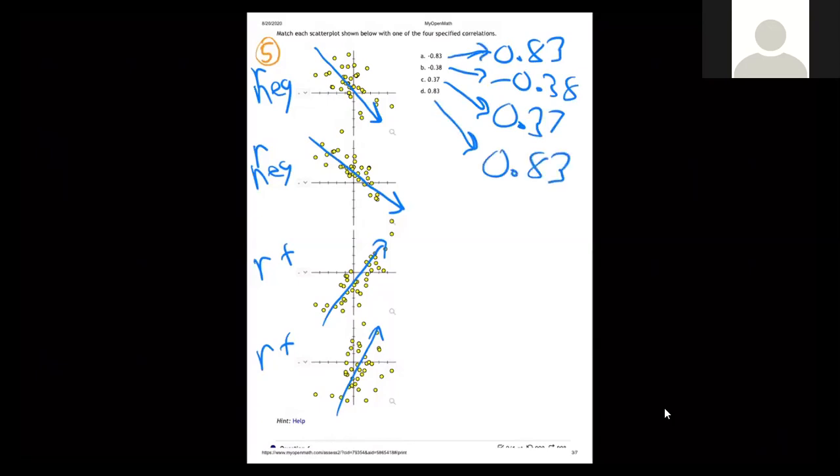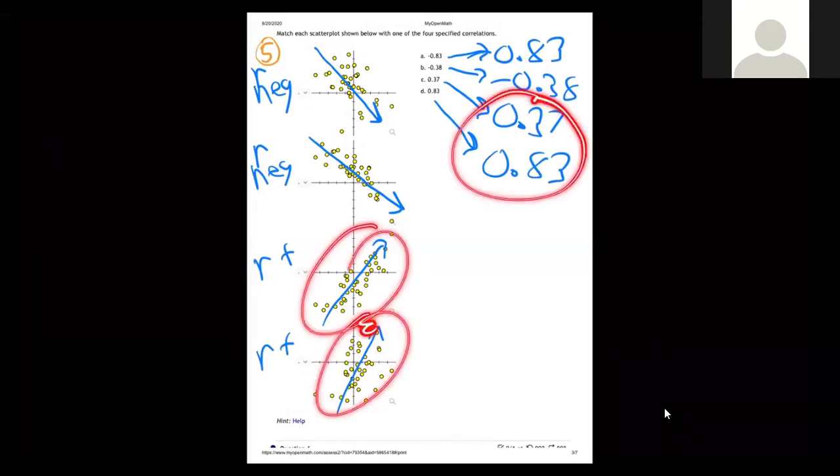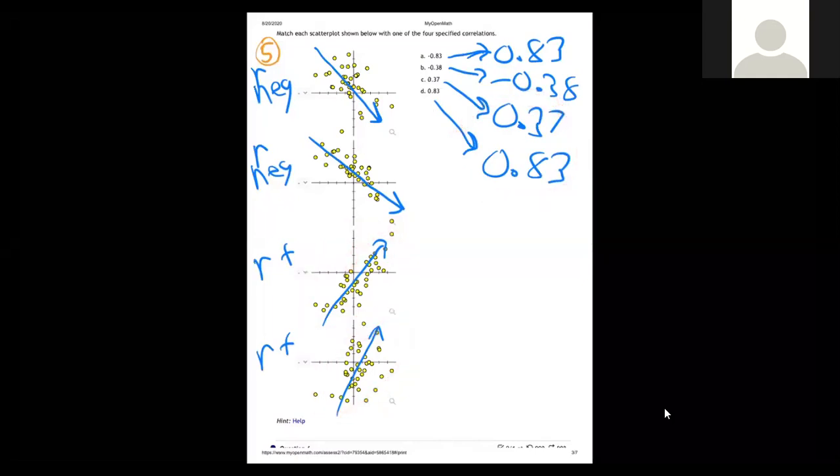Okay, so with that in mind, let's take the two that are going up. So these two have to be these two positive answers, don't they? You tracking with me? Both those lines go up to the right, so they have to be the positive R's. So which dot pattern is tighter? The top one, or the bottom one? Which of those two has a tighter dot pattern?